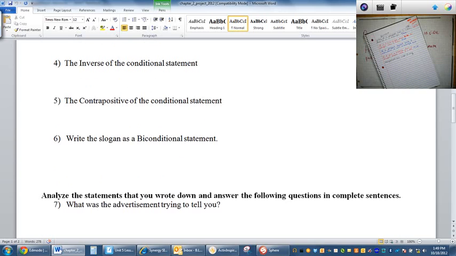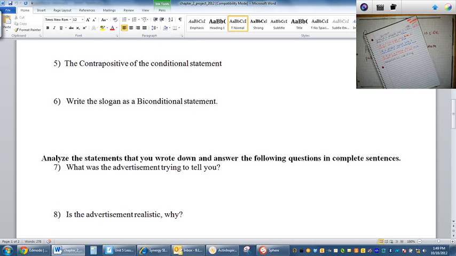Okay. The thing that we don't know yet is a biconditional statement. Once we know what a biconditional statement is, I'll be sure to come back. So that's the quick and easy part. It should take you about 3 minutes to get the slogan. Then we have to analyze the statements that you wrote down and answer the following questions. These need to be complete sentences, and it needs to be typed. You can type it out and then print it and hand it in on Friday, or you can email me, or you can put it in Dropbox on Synergy. Any of those resources you can use.